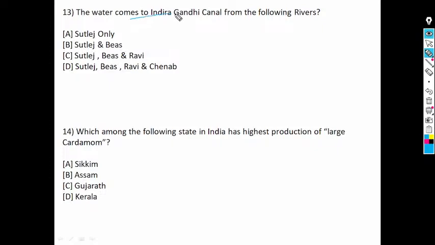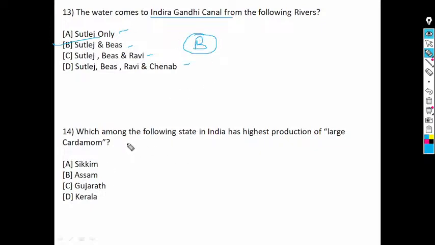Water comes to Indira Gandhi Canal from the following rivers: Satluj and Beas, Ravi, Chenab. It is your Satluj and Beas, B for Bombay.